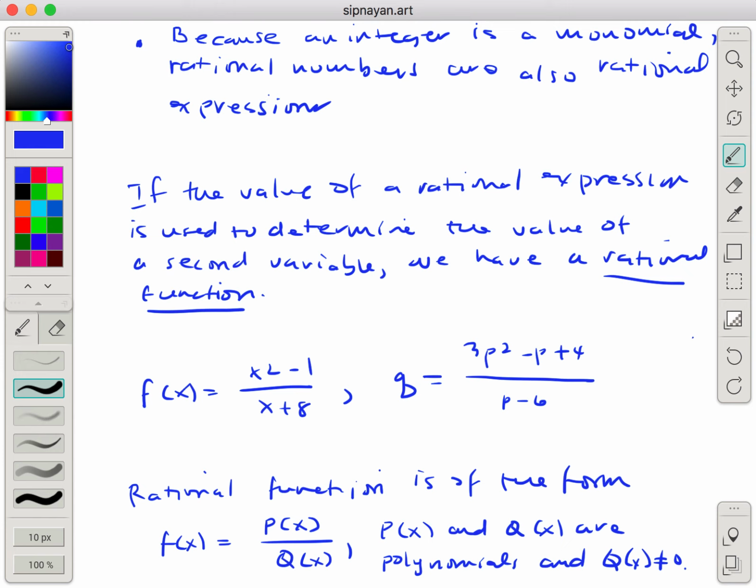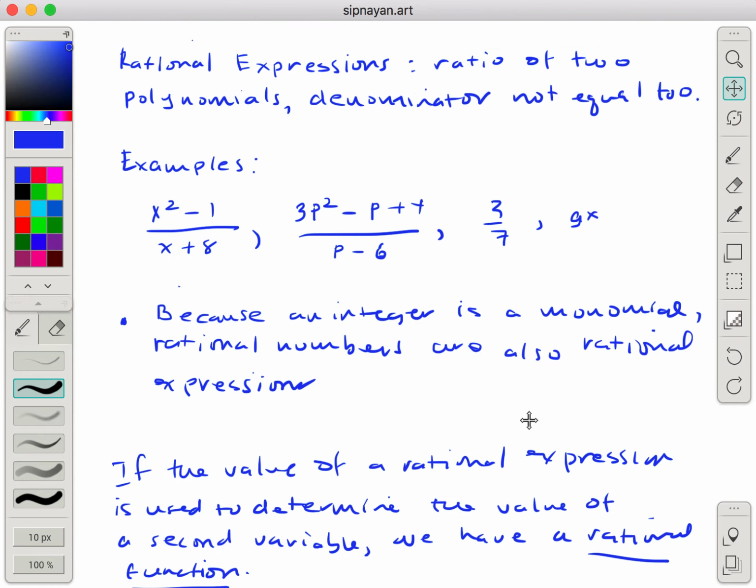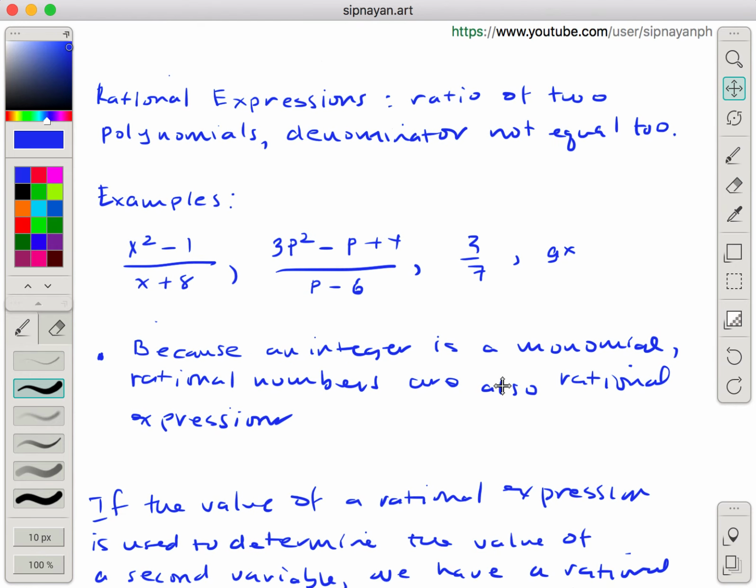Hindi tayo masyado mag-delve dito sa rational function because we will have another series of tutorials na i-discuss natin itong rational function. Madadaanan lang natin dito, but we will not discuss it in details. So that's it for the first video on rational expressions.